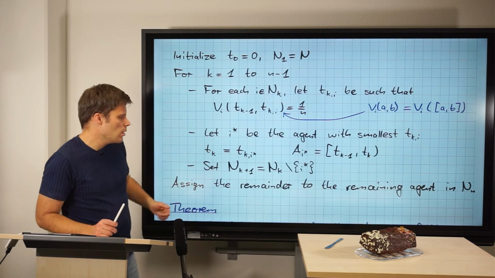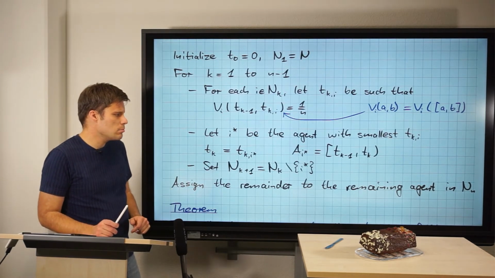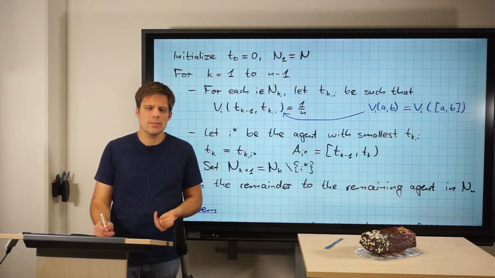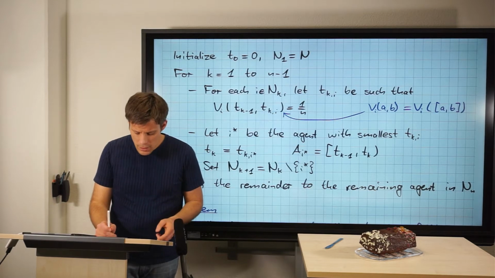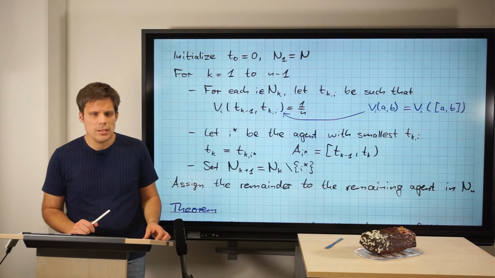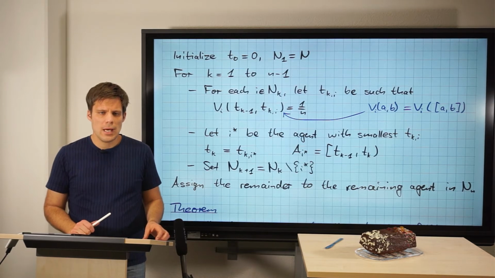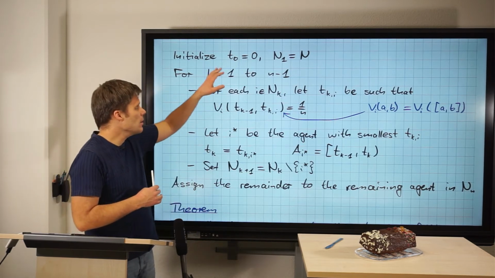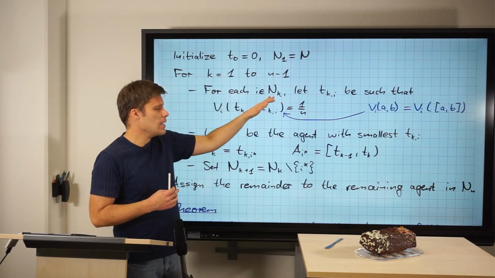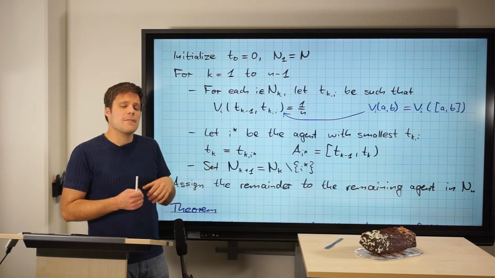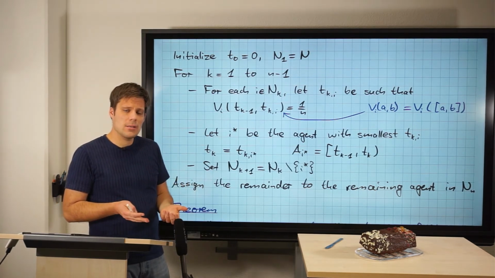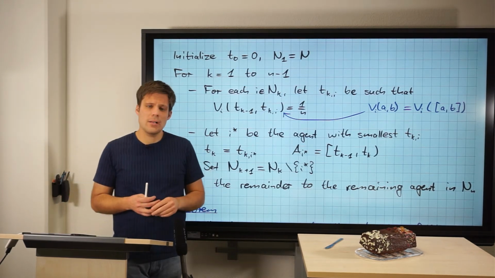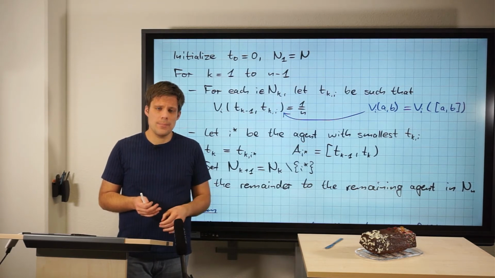Or also, what about the remaining agent? Will they value what they're getting at least 1 over n or not? And indeed, it is not difficult to show that none of this will happen, because as an invariant, we'll have that everybody who is still in the set nk at every point in time values what is left of the cake, so what has not been allocated of the cake, they value at least 1 over n.